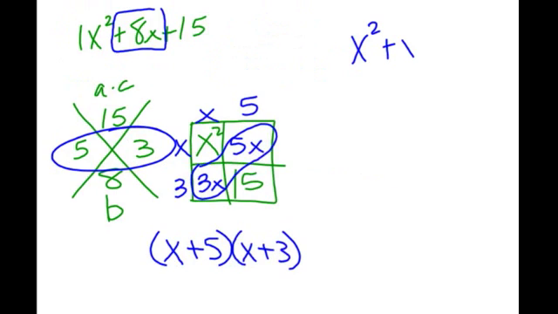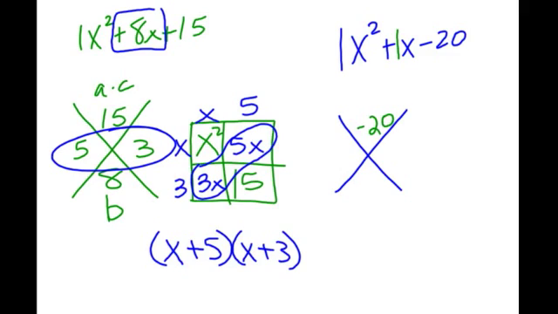x squared plus x minus 20, and do the same thing. That's really a 1. 1 times negative 20 is negative 20. So A times C is negative 20. B is 1. What factors of 20 can add or subtract to equal 1? Well, 5 and 4. And it's going to have to be a negative 4 because 5 minus 4 equals 1.